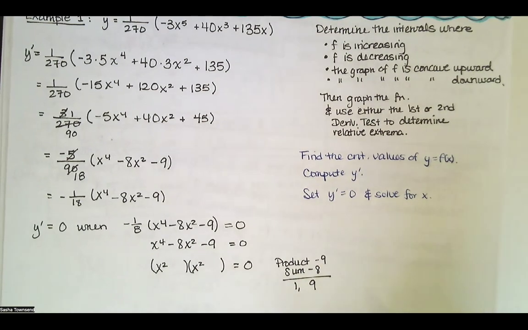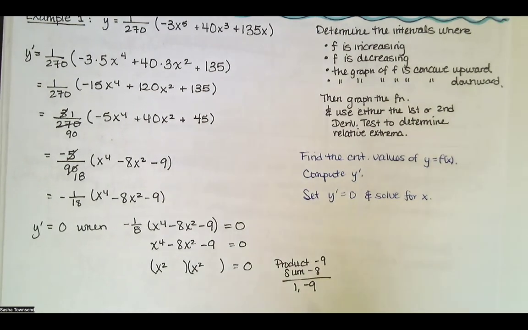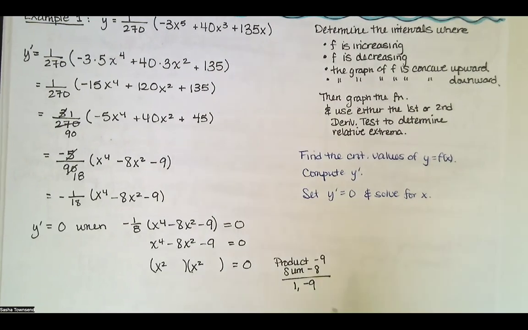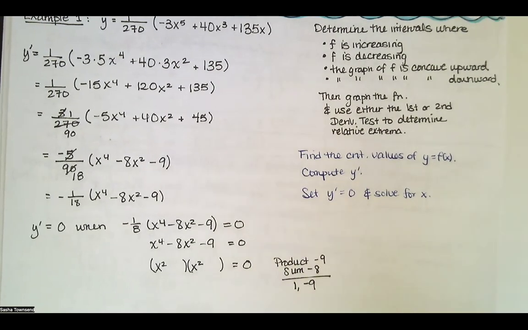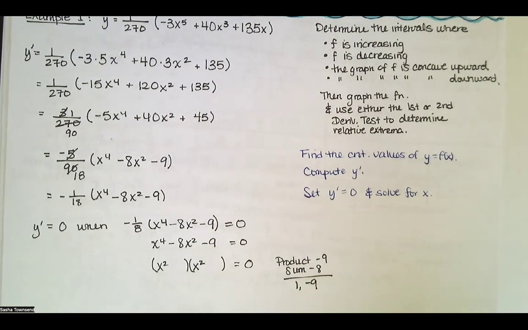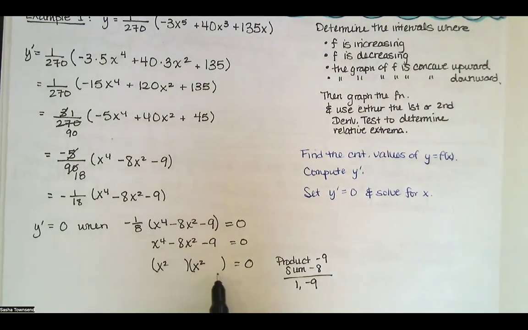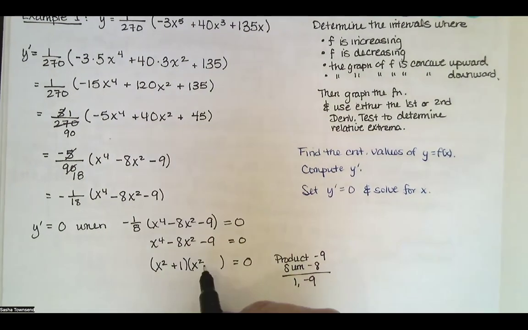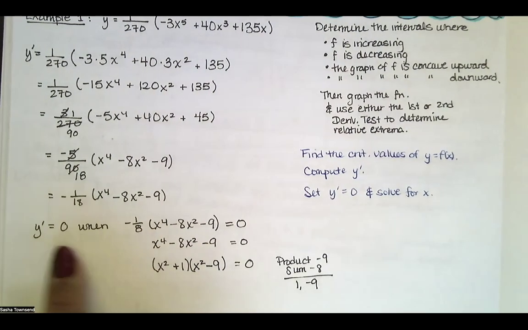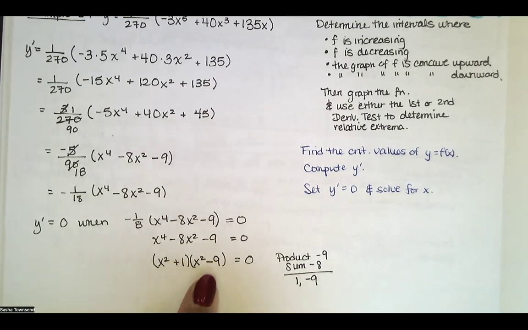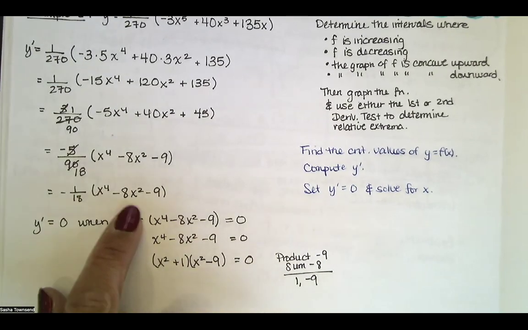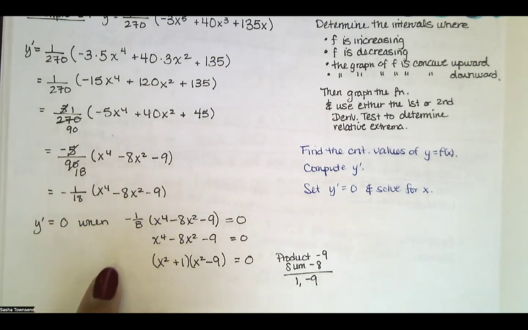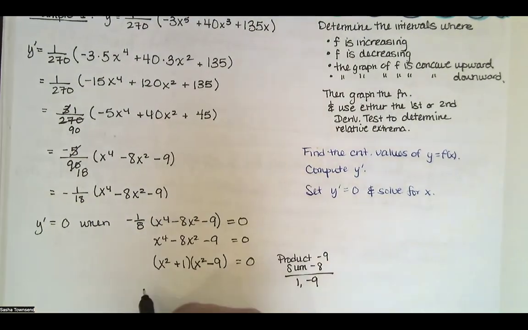1 and 9 will work if the 9 is negative. 1 plus -9 is -8, and 1 times -9 is -9. So this expression can be factored as x squared plus 1 times x squared minus 9. And that is the factored form of y prime, or at least excluding that extra constant value. So we can keep factoring.